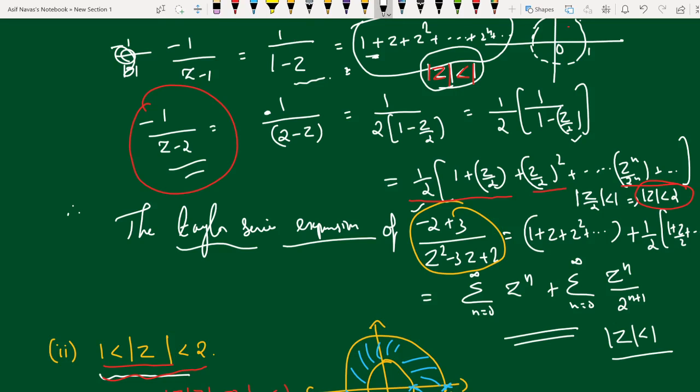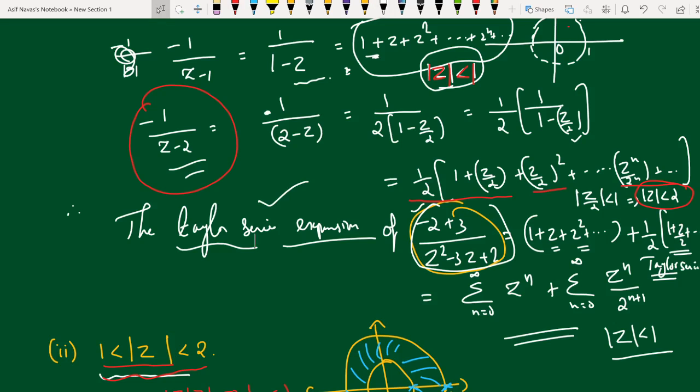In this expansion, this is the Taylor series expansion. In this expansion there is no 1 by z form, no z in the denominator. Every power of z is positive: 1, 2, etc. Therefore there is no principal part, only the Taylor series part is there. So this is the Taylor series.